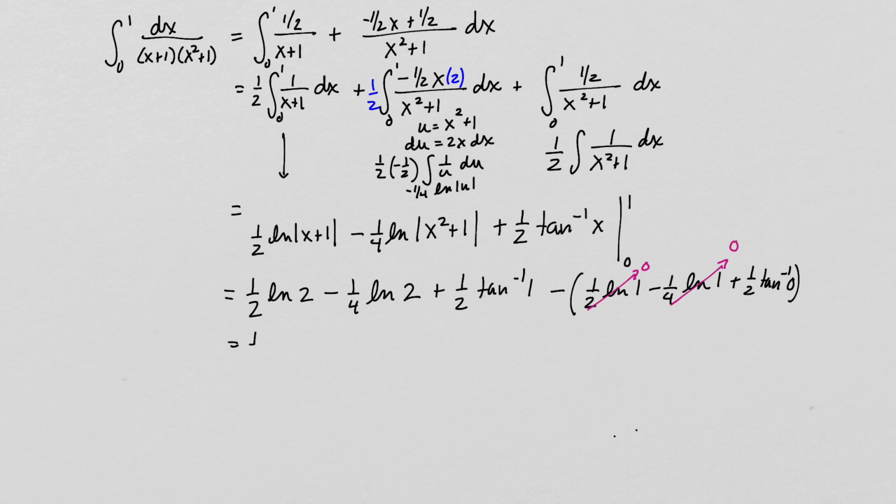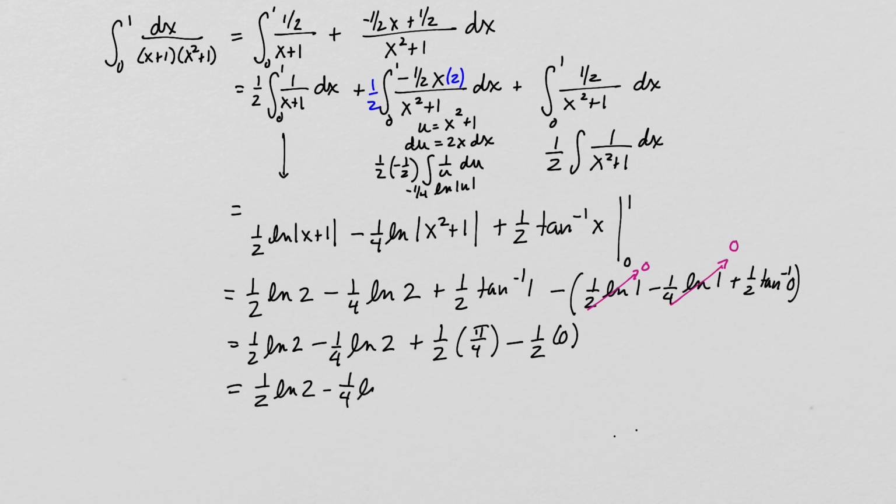So we have 1/2 the natural log of 2 minus 1/4 the natural log of 2 plus, so the inverse tangent of 1 is pi over 4, so I have 1/2 times pi over 4, minus 1/2 the inverse tangent of 0, which is 0. So we end up with 1/2 the natural log of 2 minus 1/4 the natural log of 2 plus pi over 8. And you could leave your answer like that. I did do a little bit more algebra on the homework problem to simplify it, but I'm okay with you leaving the answer like that.